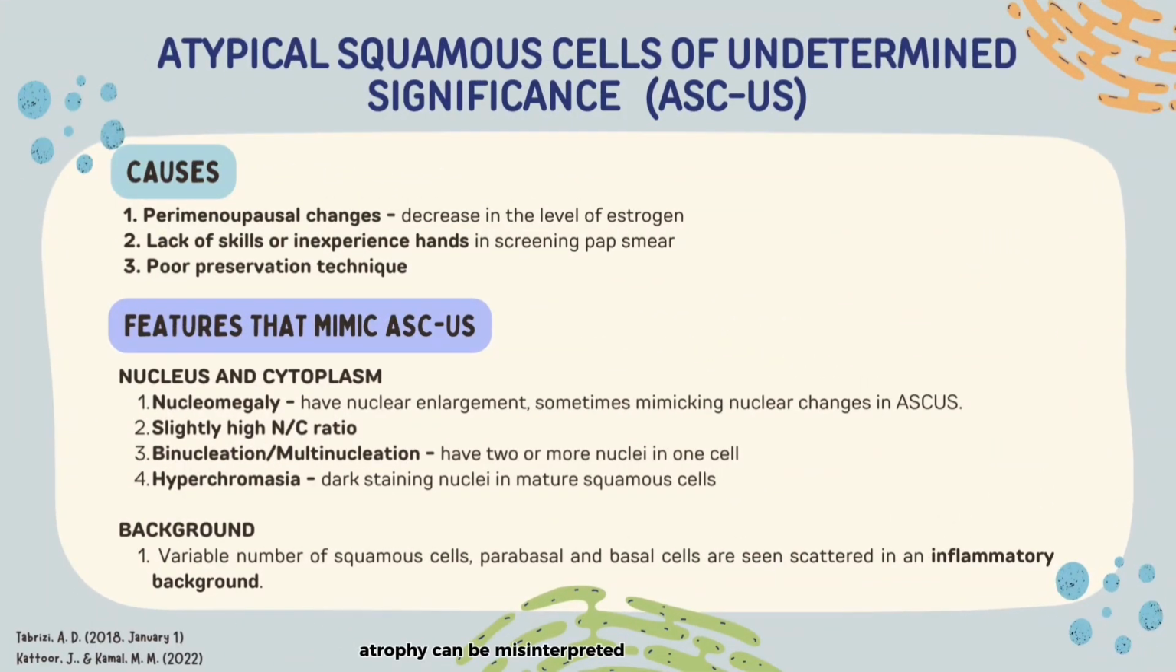Atrophy can be misinterpreted as atypical squamous cells of undetermined significance, ASC-US, in pap smear. The causes of mimicking are perimenopausal changes, inexperienced hands, and poor preservation techniques. In this case, the squamous cells will undergo nucleus enlargement that mimics nuclear changes in ASC-US: slightly high N/C ratio, binucleation or multinucleation, hyperchromasia, and also an inflammatory background.